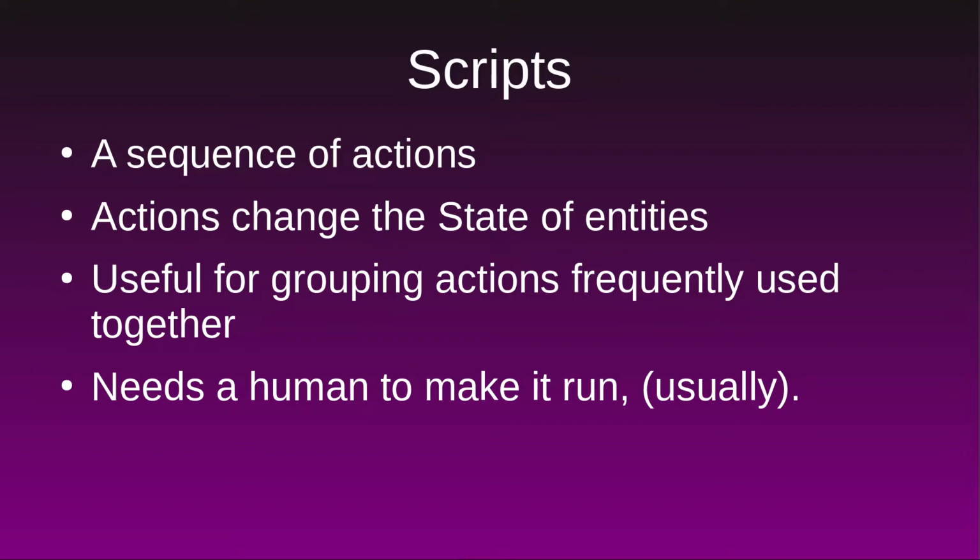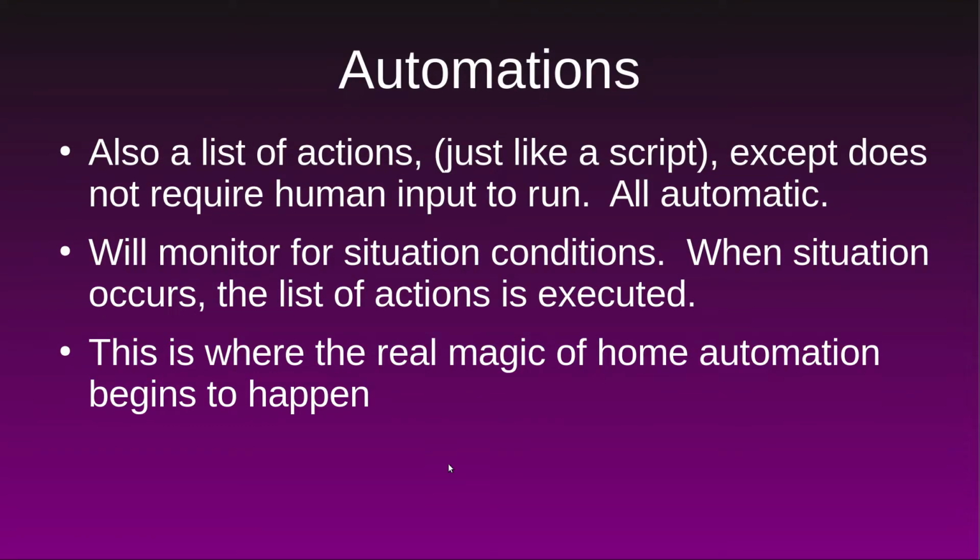A script is a sequence of actions we want our physical devices to take. Scripts are a useful way of grouping actions together we use frequently, such as turning everything off or a goodnight routine. On its own, a script needs human intervention to run, either by clicking a Run button on the dashboard or by voice command. An automation is the same thing as a script, except it has an additional feature.